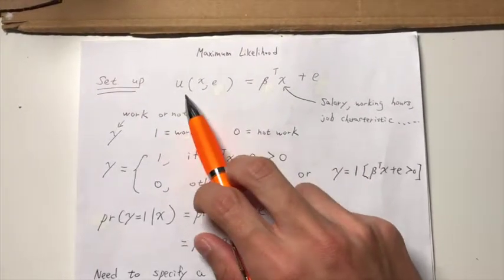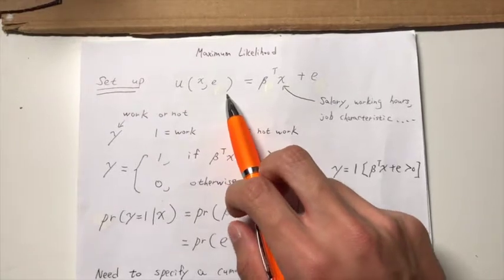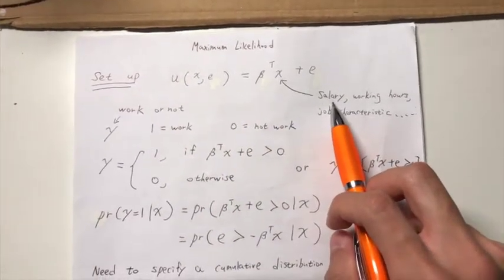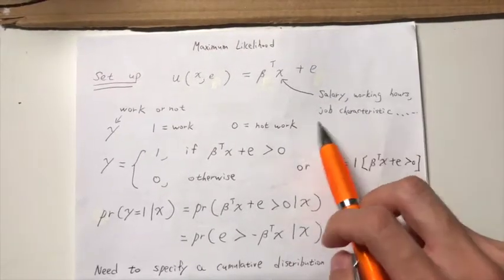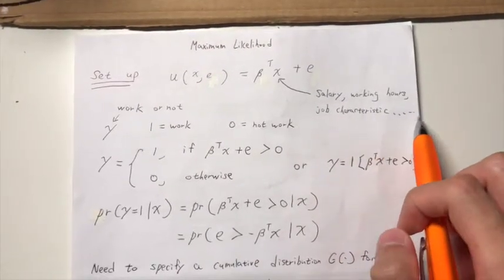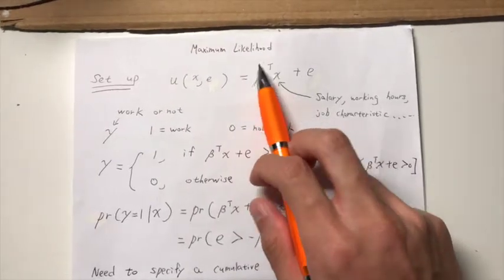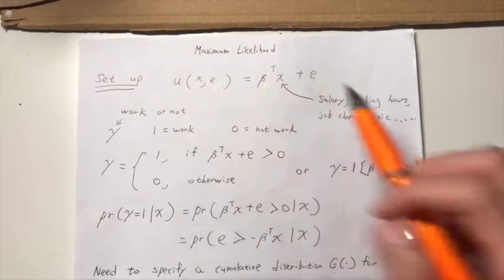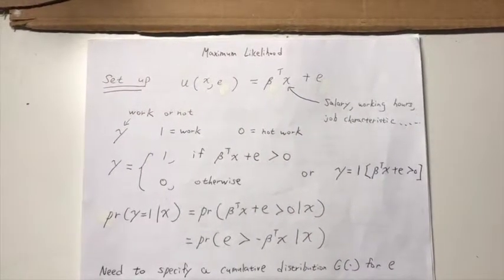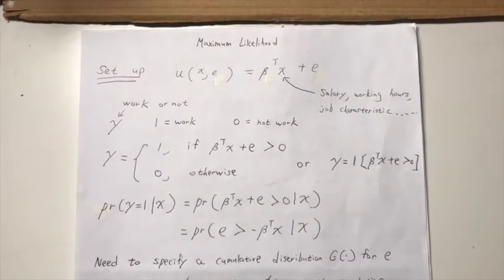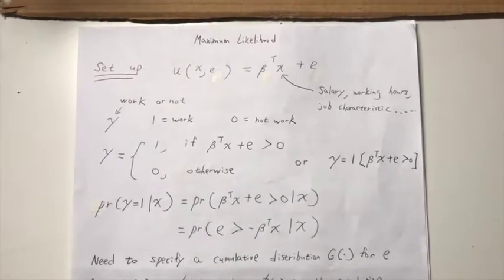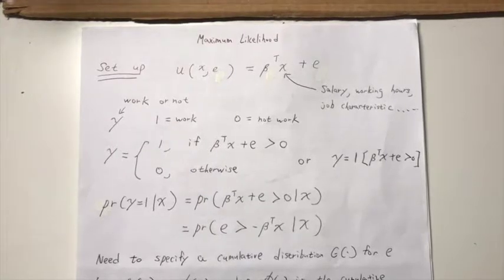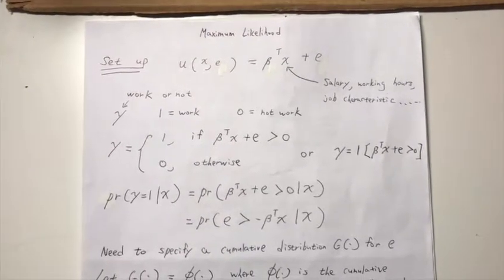And here, this is a utility function, depending on a lot of characteristics such as the salary of the job providing, the working hours, the job characteristics, and so on. Beta t is just a vector notation for simplification, and e is the error term. It makes sense for us to think that if a utility is higher than a certain value, then the laborer would choose to work and would not choose to work otherwise.